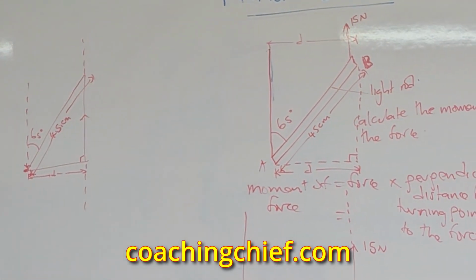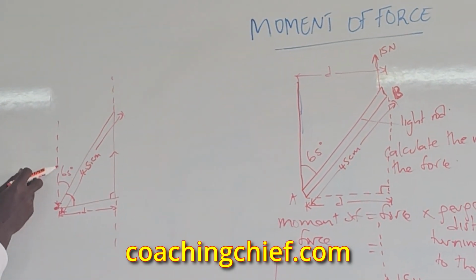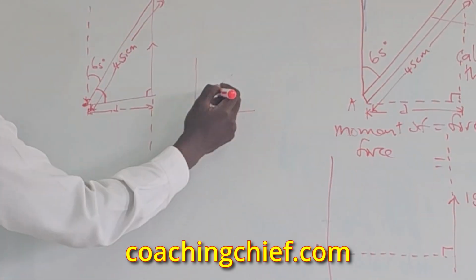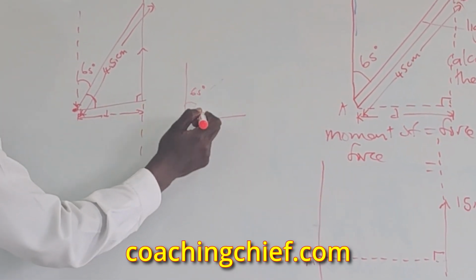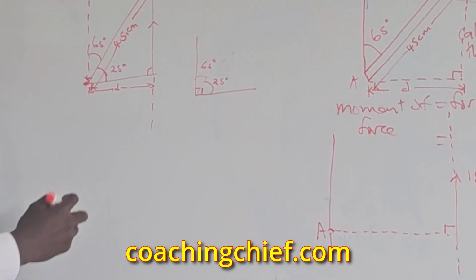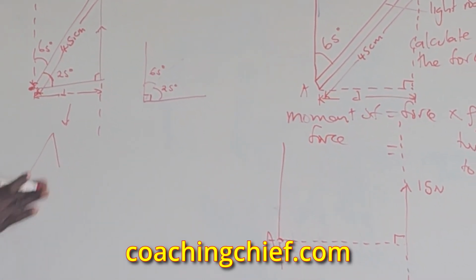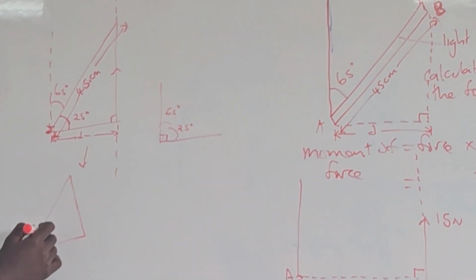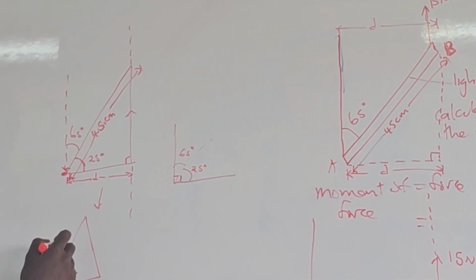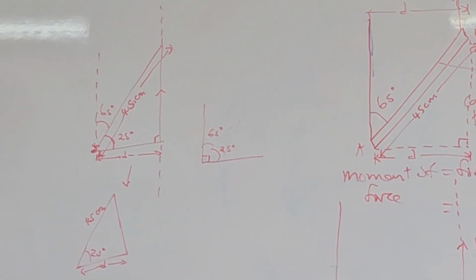So we can use the concept of a triangle if we have this angle here. But I know that this is 90 degrees, and if this is 65, then this one has to be 25. So this drives me to a triangle of this kind, a right angled triangle, which is 25 degrees. This is the distance we need, and we have 45 centimeters as our hypotenuse. So we need to get this distance.